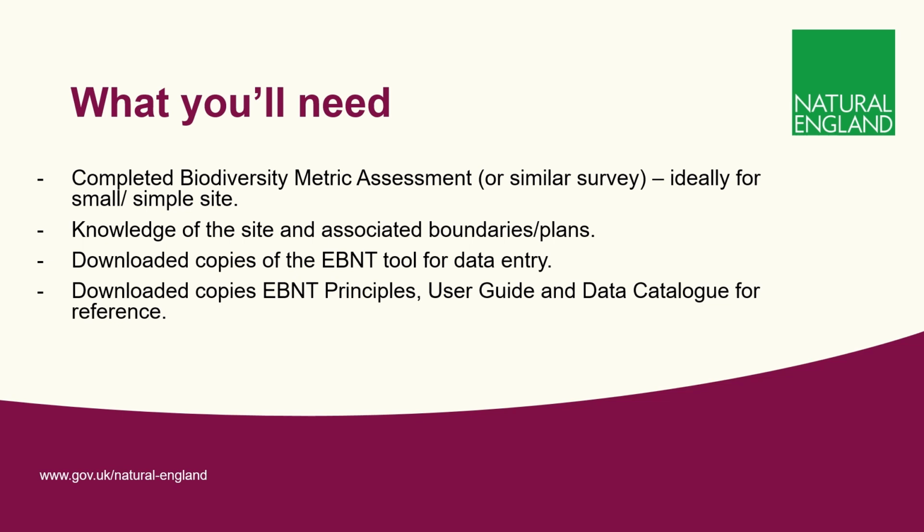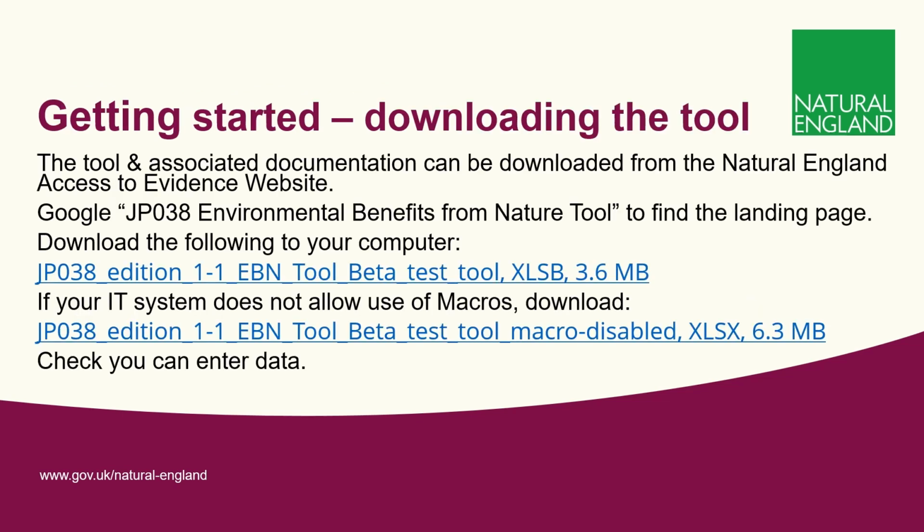You need to download copies of the EBN tool ready for data entry. And you should also download copies of the user guide and data catalog for reference. So to get started, the first thing you need to do is download a copy of the tool. Easiest way to do this is simply Google JPO38 Environmental Benefits from Nature tool. This will take you to the Natural England Access to Evidence website and the EBN landing page. You then need to download to your computer a copy of the tool.